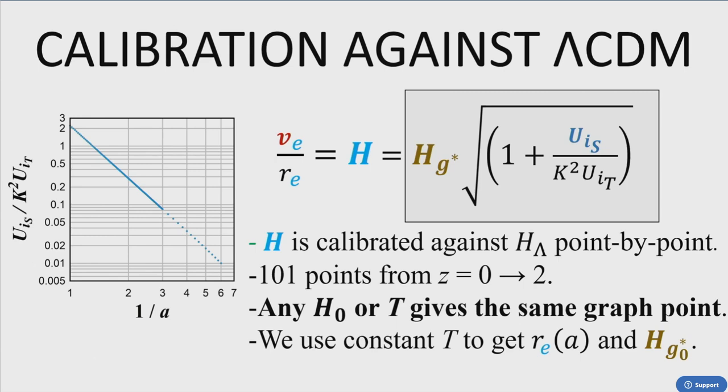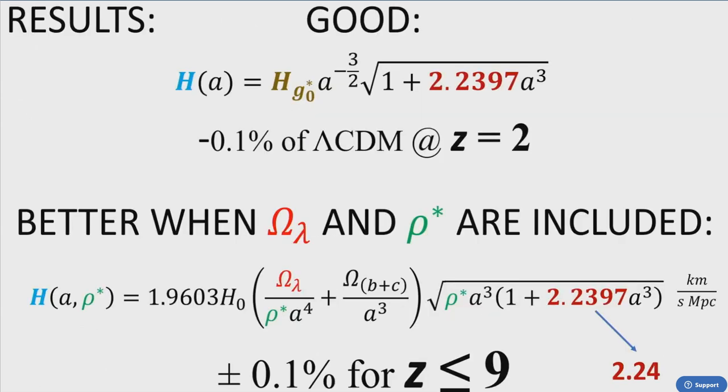Point by point, we use 101 points from Z equals 0 to 2. You can use any Hubble constant, you can use any temperature. They all give the same graph points shown at the left, which returns a lin-lin line. Okay? Here are those results. When we just include the scale factor as the x, we get a pretty good result, but it diminishes slightly out to Z equals 2. It drops off slightly. When we include the red and green terms, we get an exact match with lambda CDM out to Z equals 9, okay?